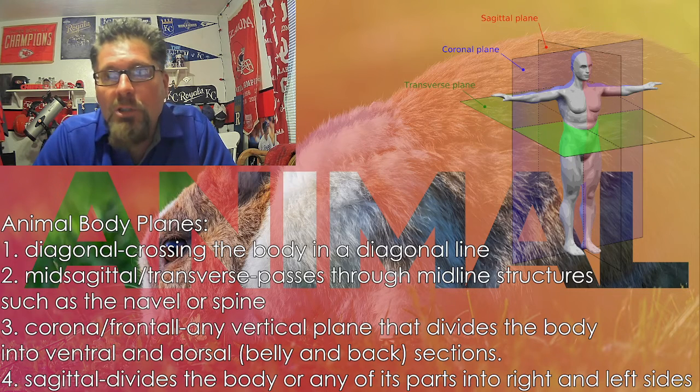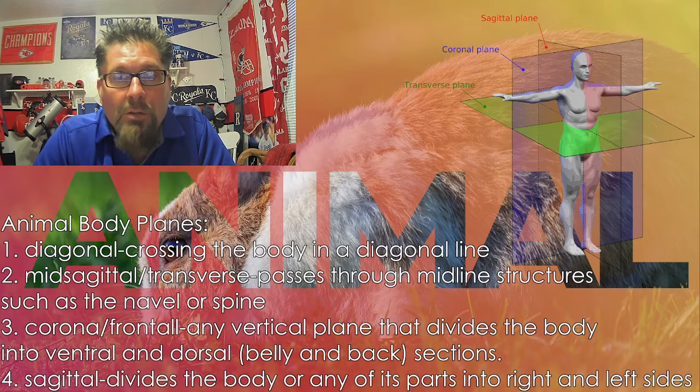But a transverse plane cuts the top from the bottom, and for us, that would be parallel to the ground. Okay, but that would not always be parallel to the ground for all organisms. If you think about a dog, where would a transverse line be on a dog? It'd be perpendicular to the ground.